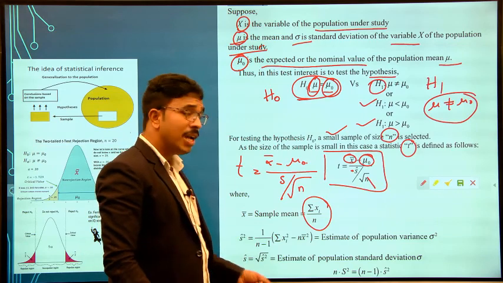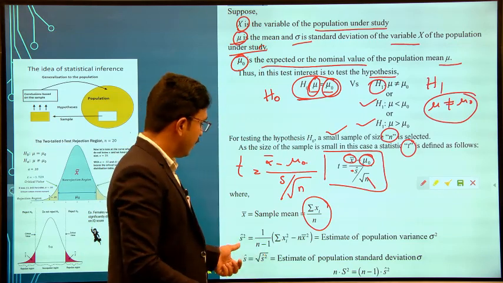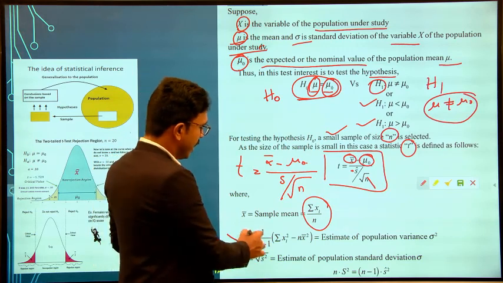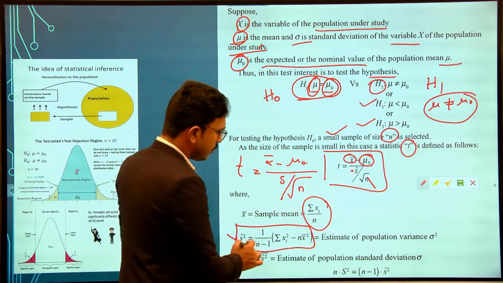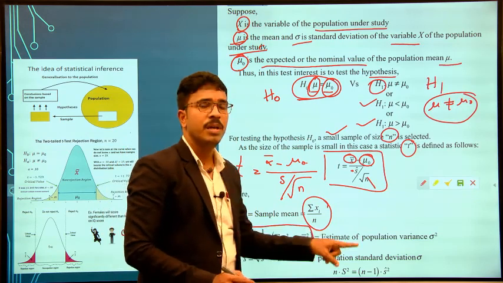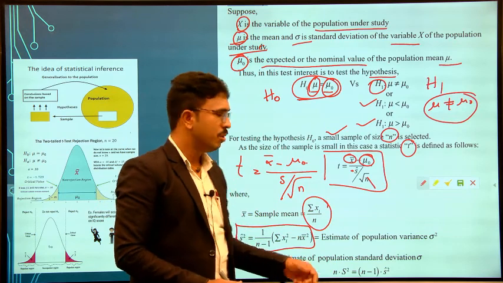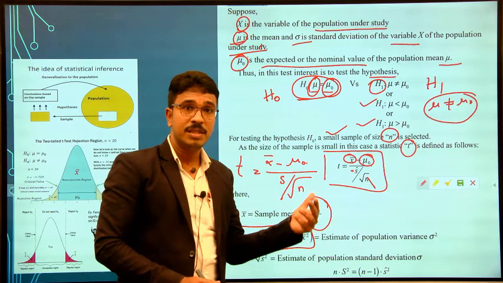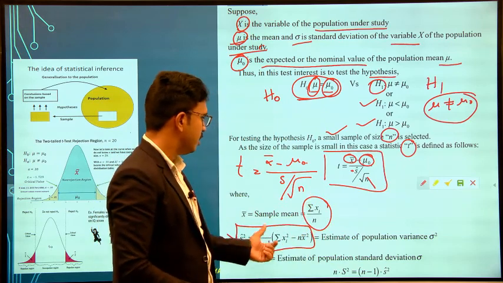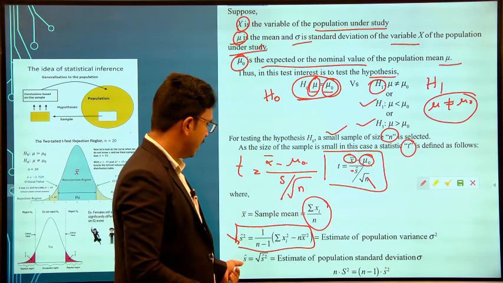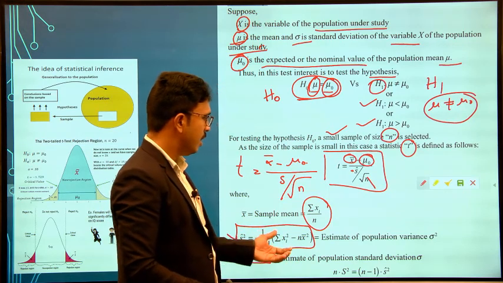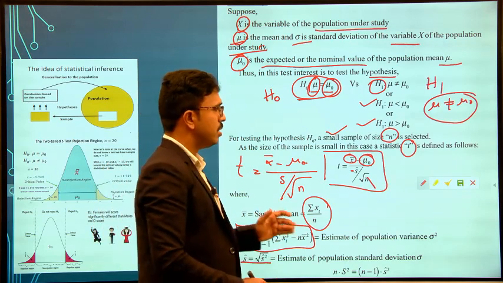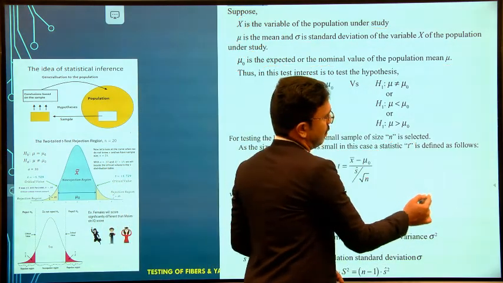And if the s value is not given directly, you can use this formula to find out s, that is 1 by n minus 1 into summation of xi square minus n into x bar square. Understand? So, by using this formula, you can estimate the sample variance. And finally, s is nothing but the square root of s square. Okay. So, this is how we need to arrive at these values.